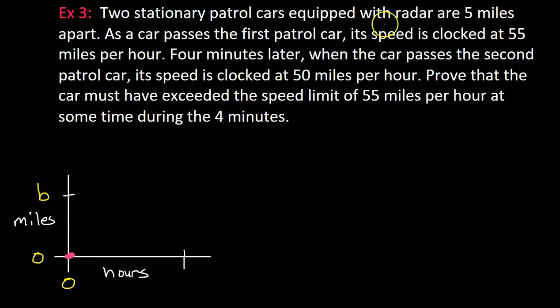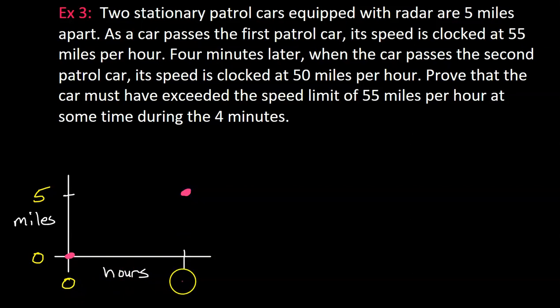Now let's talk about these miles. We know that the patrol cars are 5 miles apart. So if the first patrol car is at position 0, then the second patrol car is at 5 miles. So this would be the point where the car is passing the second patrol car.